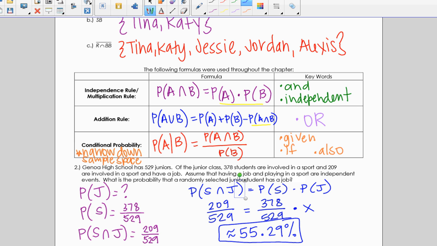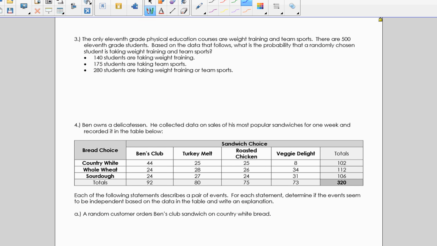All right. For the next one, it says the only 11th grade physical education courses are weight training and team sports. There are 500 11th grade students. Based on the data that follows, what is the probability that a randomly chosen student is taking weight training and team sports? So I am looking for the probability of weight training and team sports. That's the goal. Sorry, my computer just hates me. That's not a specific day, it's every day.